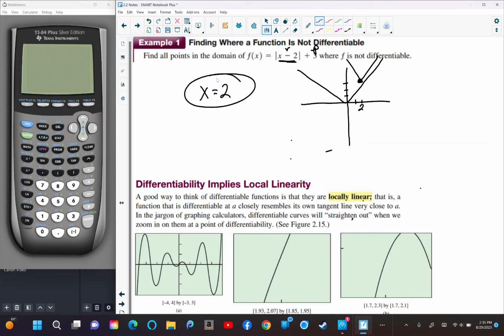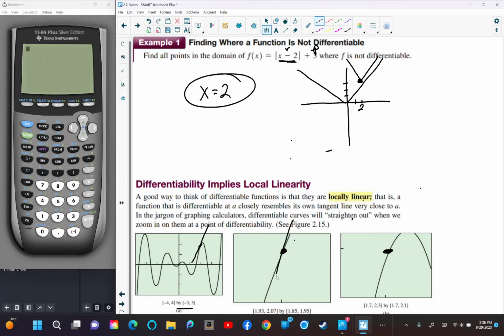Differentiability implies local linearity. So if you look at the window here, they're talking about this point right here. Now, if you draw a tangent line and then you zoom in on it, maybe it's the point right there, the curve is getting, well, this would be letter B and this is letter C. So the curve is getting more and more straight.